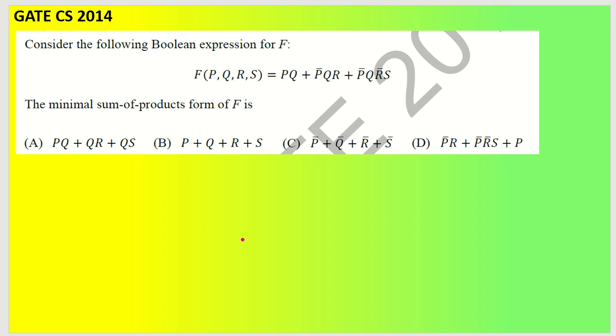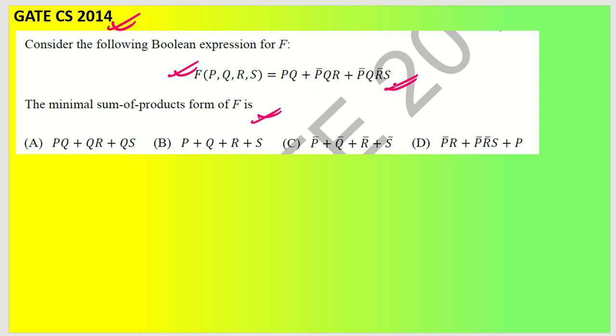The question was asked in CS 2014. Consider the following Boolean expression, which is a function of P, Q, R, S, and this is written as PQ plus P bar QR plus P bar Q R bar S. What is the minimal sum of product form of F? So that's the question being asked. Either we can simplify this expression, or we can find the minterm, maxterm, and solve it that way.